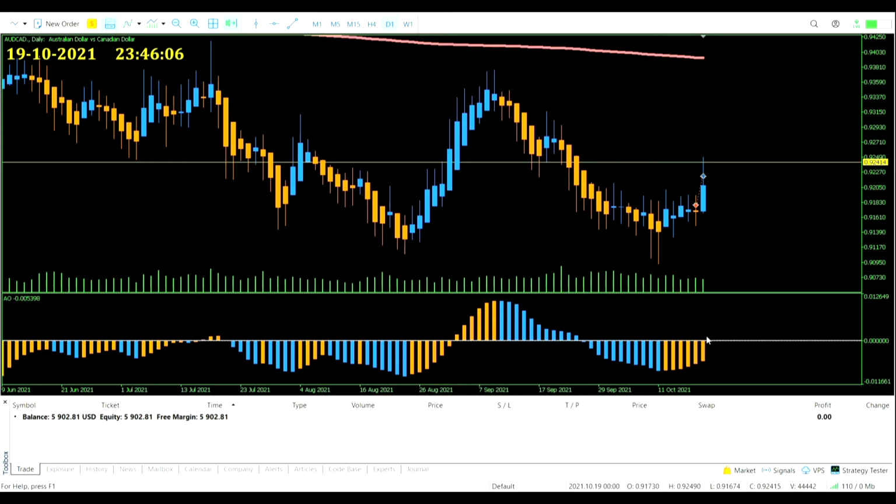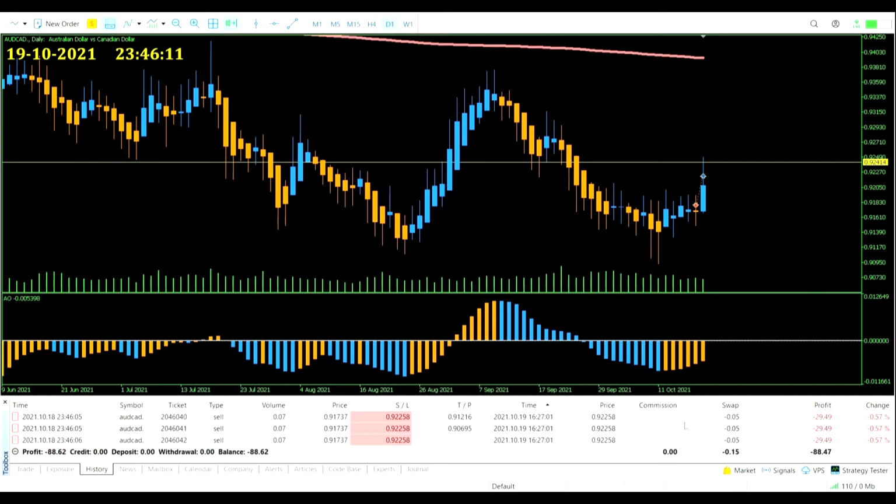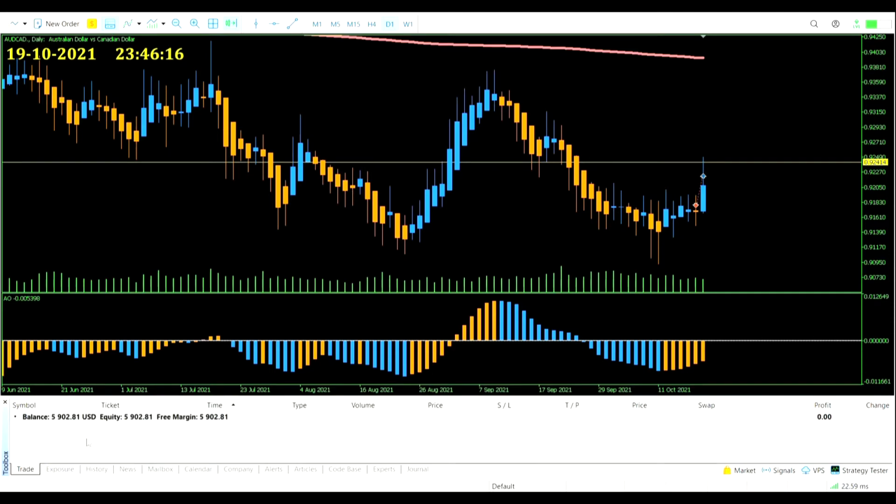But there are no new trade signals for us. So we're just sitting on this loss at the moment. Again, $88.62 down. Balance now $5,902.81. But we'll be back again in around about 24 hours time. See if there's any more trades.